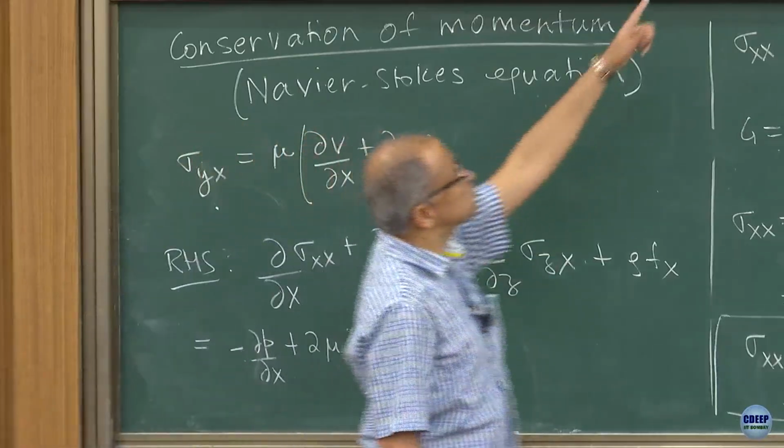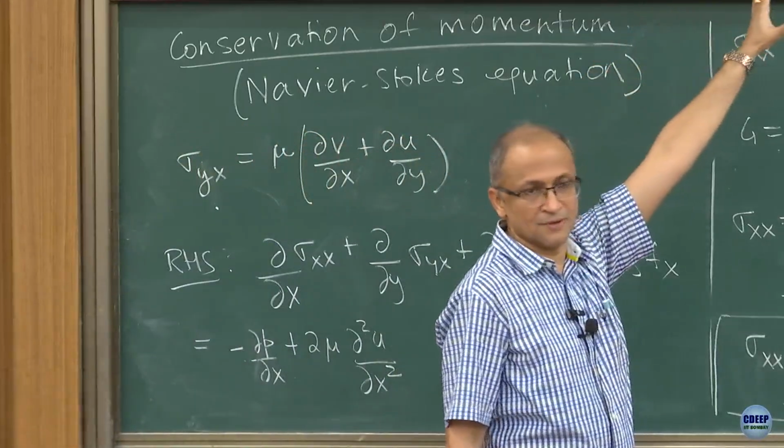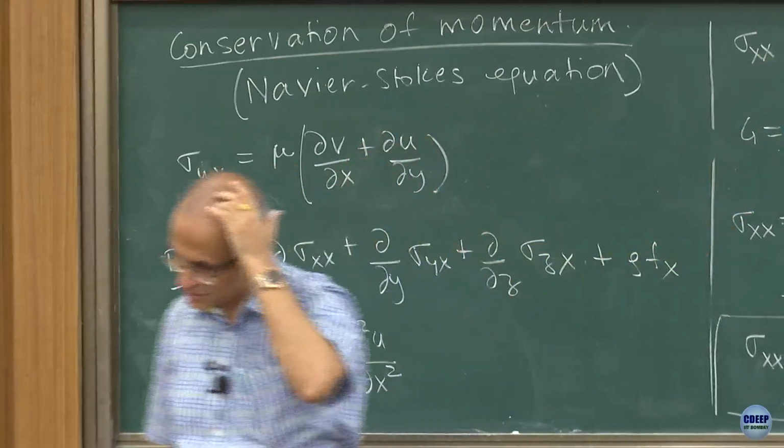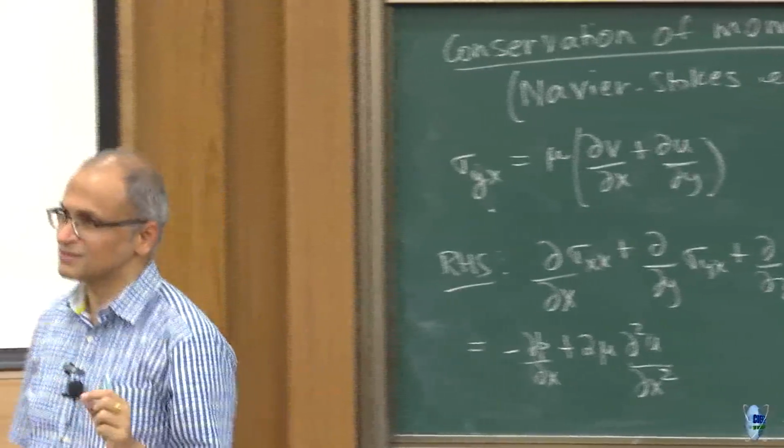See, in general, mu could be a function of space as well. So is mu really a constant? We have already discussed that. What can mu depend on? It can depend on temperature, pressure, gamma dot. So it can depend on all these three things.